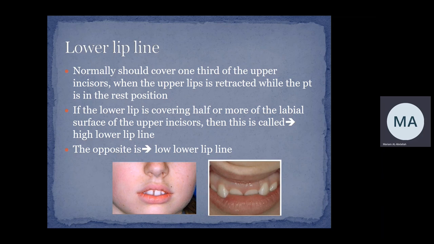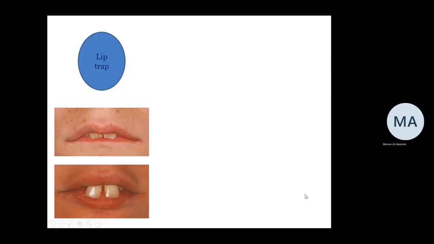If it's covering more, that means we have a high lower lip line. So, for example here, the lower lip covers more than half of the upper incisor. This is a high lower lip line. If it covers less than that, this is a low lower lip line.